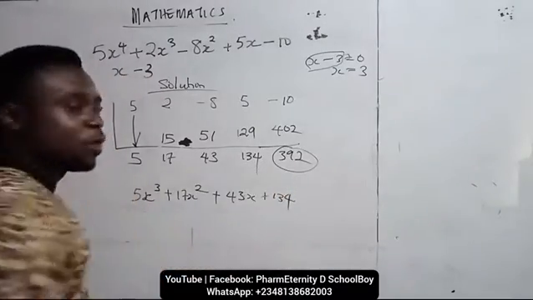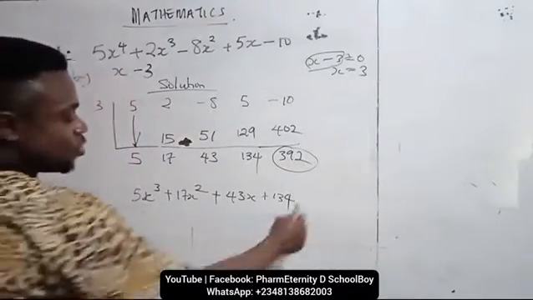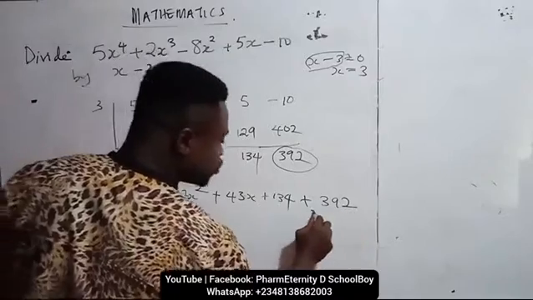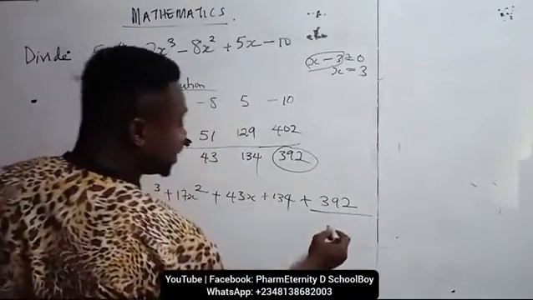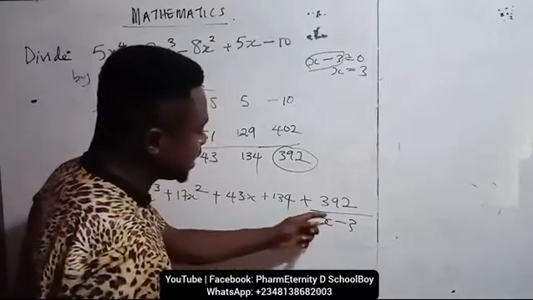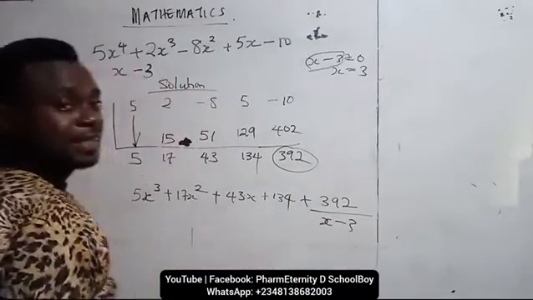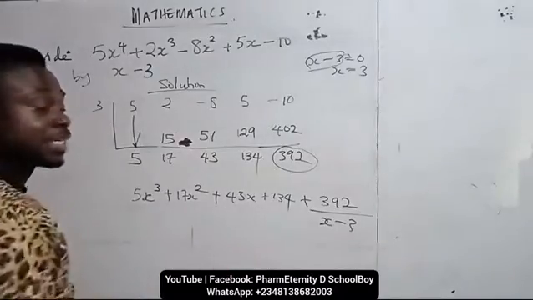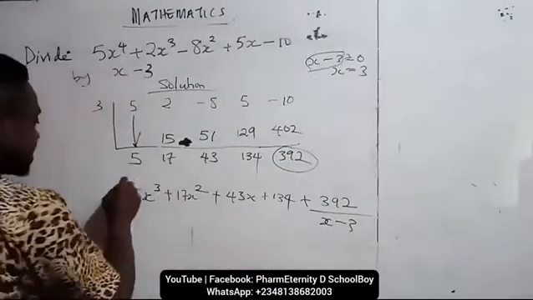We have a remainder. What do we do with this remainder? We put it back here. But it will be all over what? The divisor, which is x minus 3. Because we could not continue the division since there's a remainder. So we leave the answer like this. This is the answer to this question.